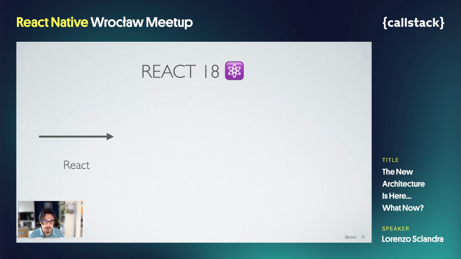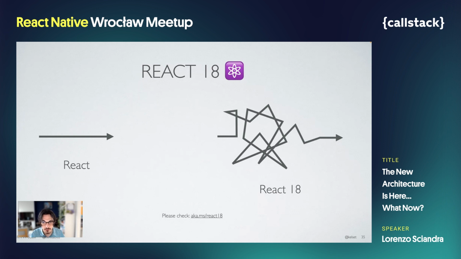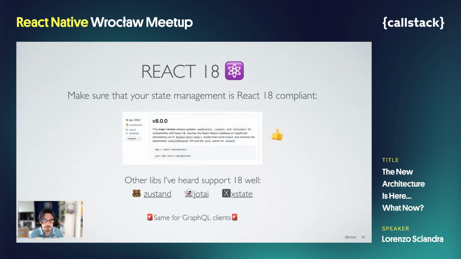Now with React 18, because of all these new improvements and optimizations, this is more or less the situation. It's not as easy to understand or to follow along, in particular things like automatic batching that takes a set of state updates and batches them together. There's a risk of inconsistencies across your app. And in particular, this is very evident in a state management library. So you want to make sure that when you move to Fabric, when you move to React 18, your state management library is React 18 compliant.